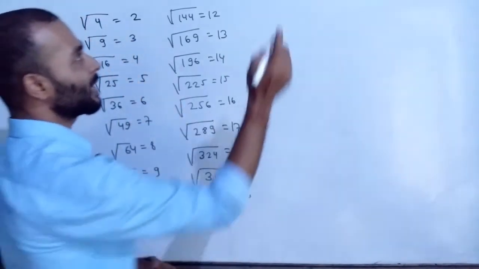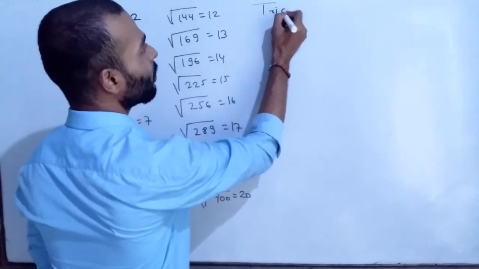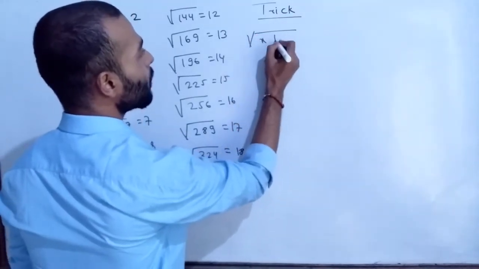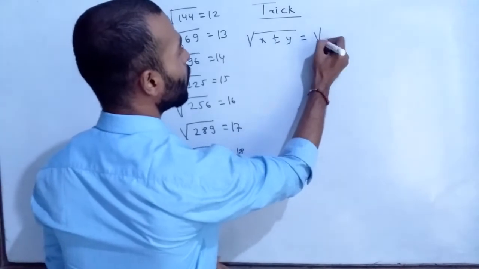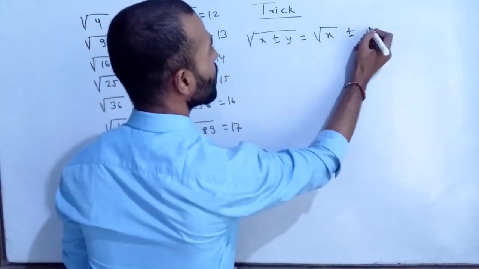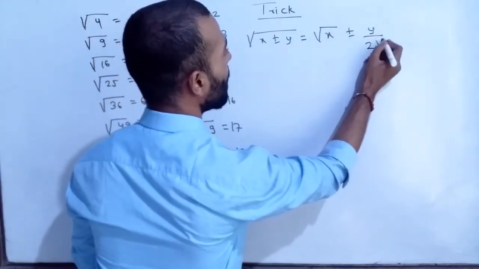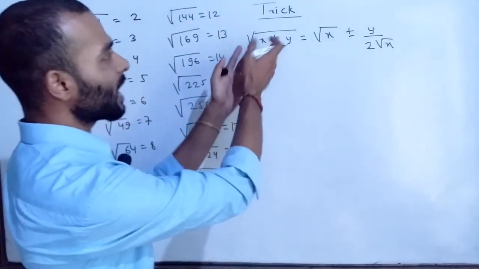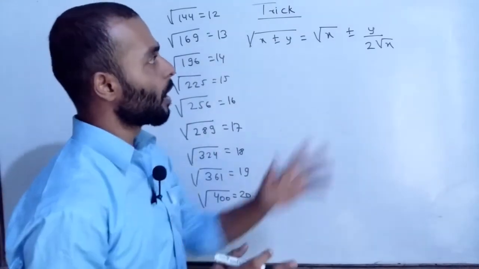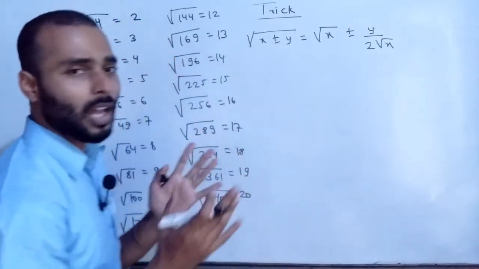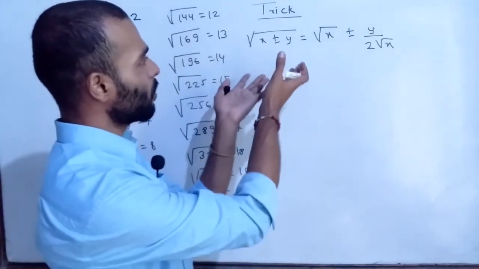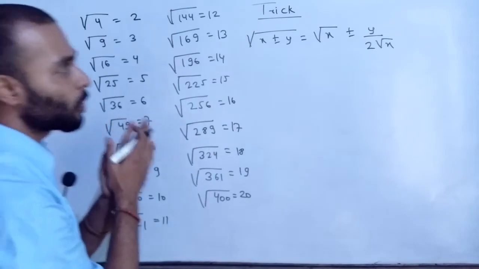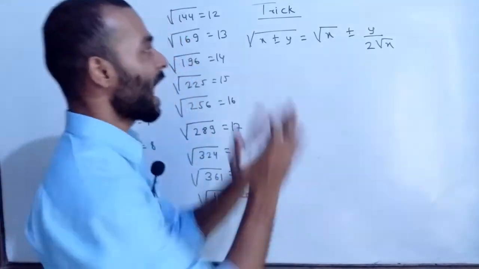So our trick formula is: root of (x plus minus y) equals root x plus minus y by 2 root x. This is the formula to solve the square root of a number. So now you will ask me, sir, with this formula can I calculate the square root? Just wait and focus here.